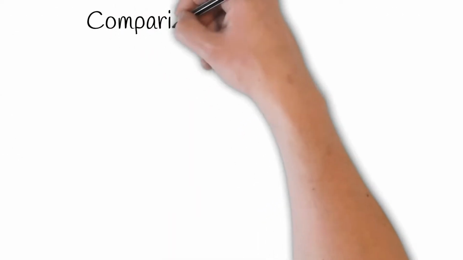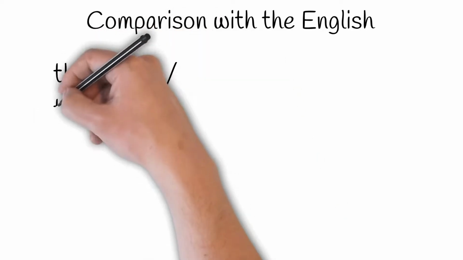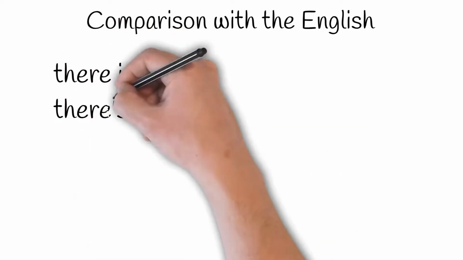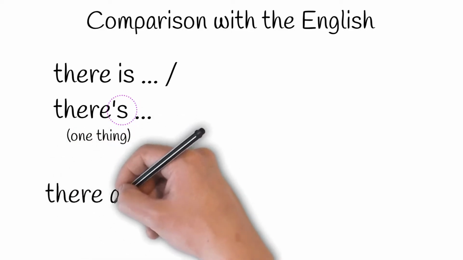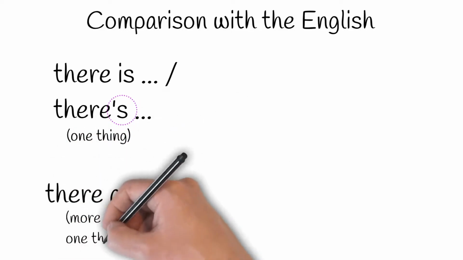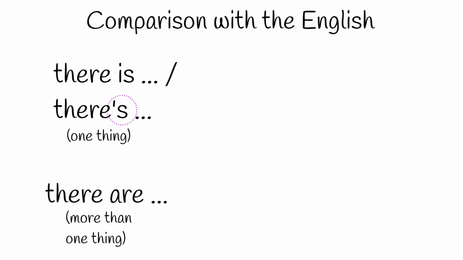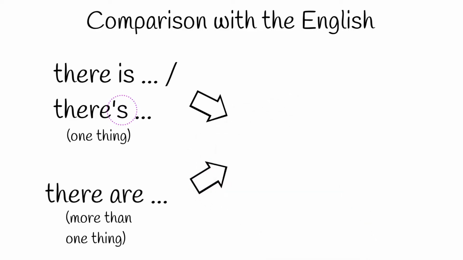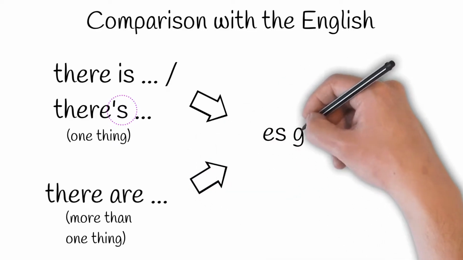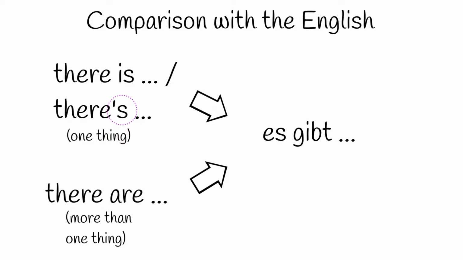Now let's undertake a comparison with the English, which is always worth doing with these types of idiomatic phrases. In English, we say there is or there's. Notice the contraction with the apostrophe when we're talking about one thing, when it's singular. And we say there are when we're talking about more than one thing. Although as English speakers, we have to confess we get these mixed up quite a lot and just say there's. Both of these, however, are translated into the German phrase es gibt. So it's actually easier in this instance, the German, compared to the English.